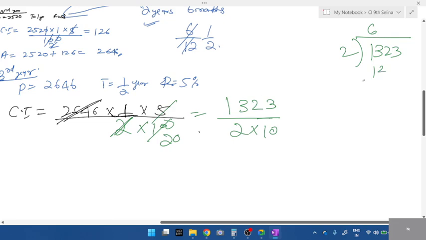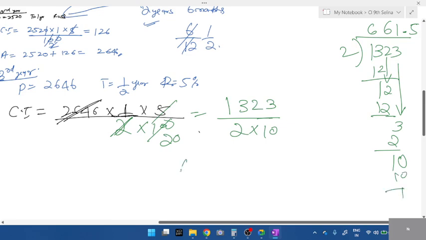2 sixes are 12. Carry 1. Bring down this 2. 2 sixes are 12. Okay, there is no remainder. Bring this 3 down, students. 2 ones are 2. Remainder 1. What should I put here? Point and 0. 2 5s is how much? 2 5s are 10. So what are we getting, students? 661.5 divided by what is left? I'll tell you. 661.5. This 10 is left, right?